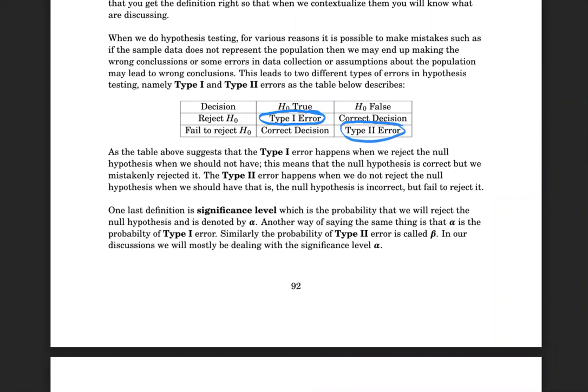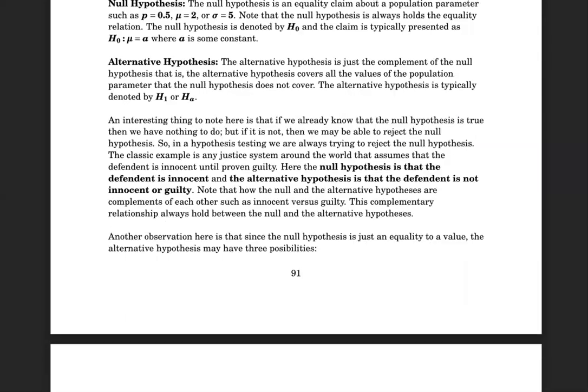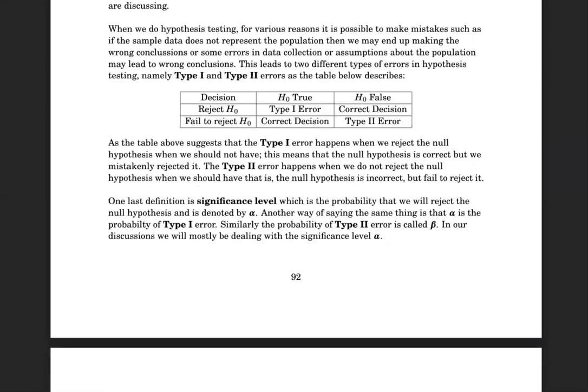Type 1 error is when the null hypothesis is true and you reject it. Type 2 error is when the null hypothesis is false and you don't reject it. Okay? All right. Now please read this couple of pages. I talk about it in detail.